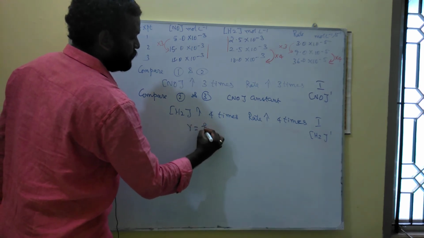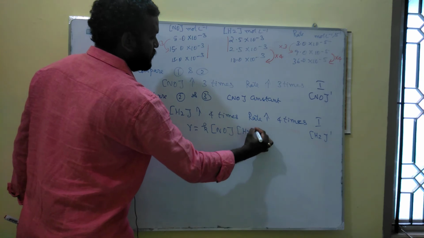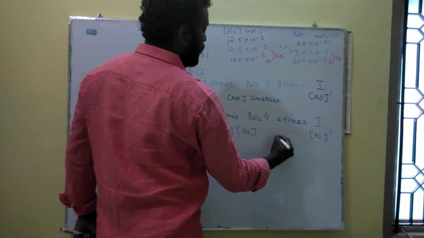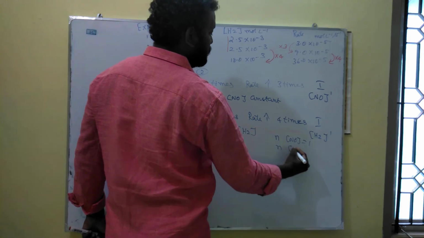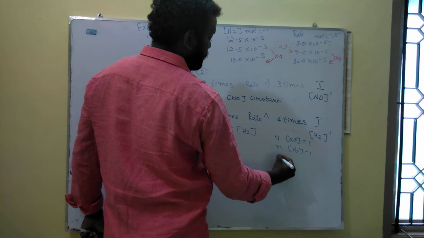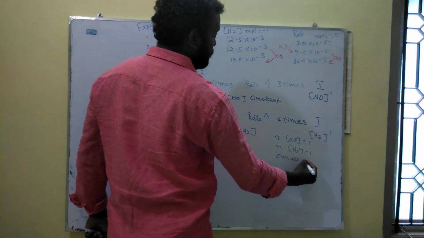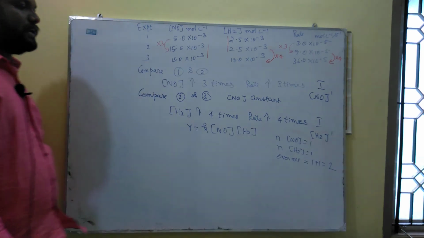So rate is equal to K into concentration of NO and concentration of H2. So order with respect to NO is first order. Order with respect to hydrogen is first order. The overall order is nothing but the power of 1 plus 1 is equal to 2. Overall it is second order reaction.